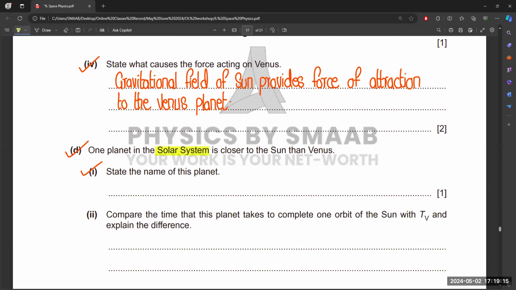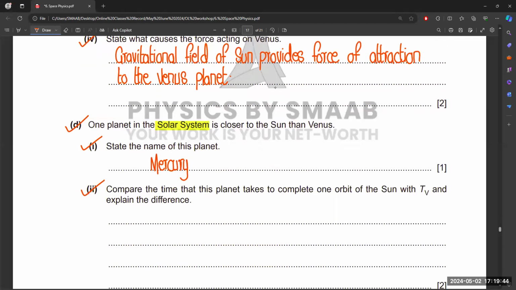Okay, one planet in the solar system is close to the sun, then Venus. State the name of this planet. So for this, you need to know about the sequence of the planets in the solar system: Mercury, Venus, Earth, Mars, Jupiter. So Mercury is the first planet, the closest to the sun as compared to all the others. So Mercury.